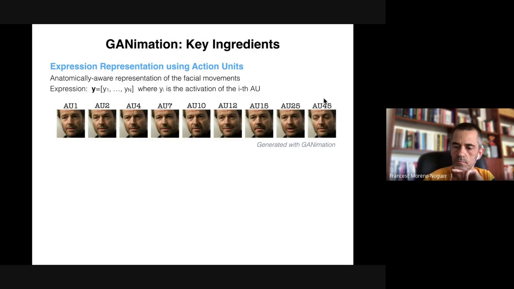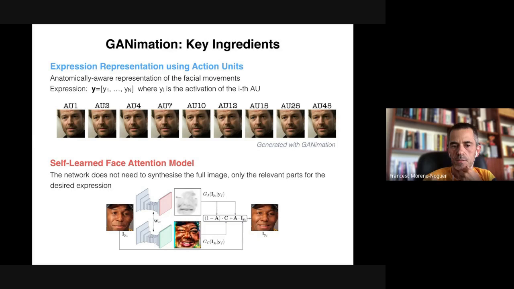So the second contribution was a self-learned face attention model. And what do I mean by this? Let's say that we have this input image of a person in neutral expression, and we want to generate this kind of smiley face, right? Observe that most of the pixels of the input image remain the same in the generated image. So we forced our network to learn which areas of the face are important to generate the new expression. We split our generator into this attention layer, and also, I would say, a delta of the RGB, in such a way that the output expression is computed as a linear combination of the input image, this attention layer, and this delta RGB, all right?